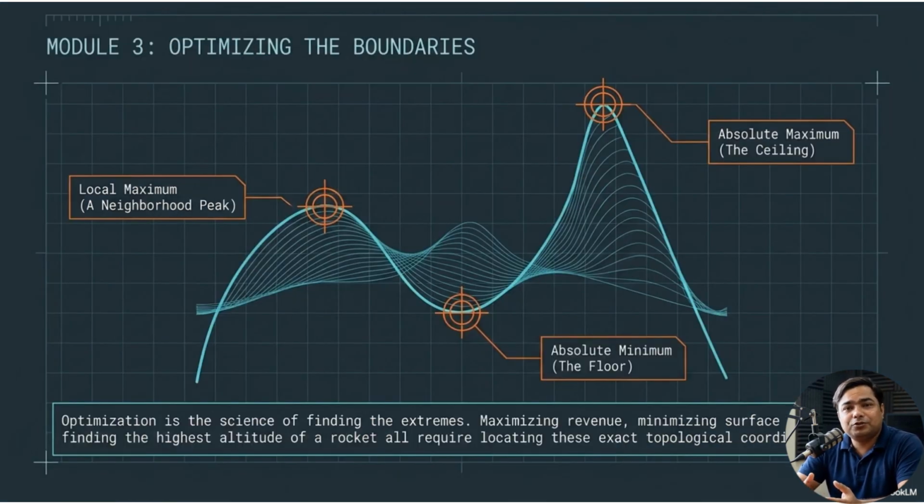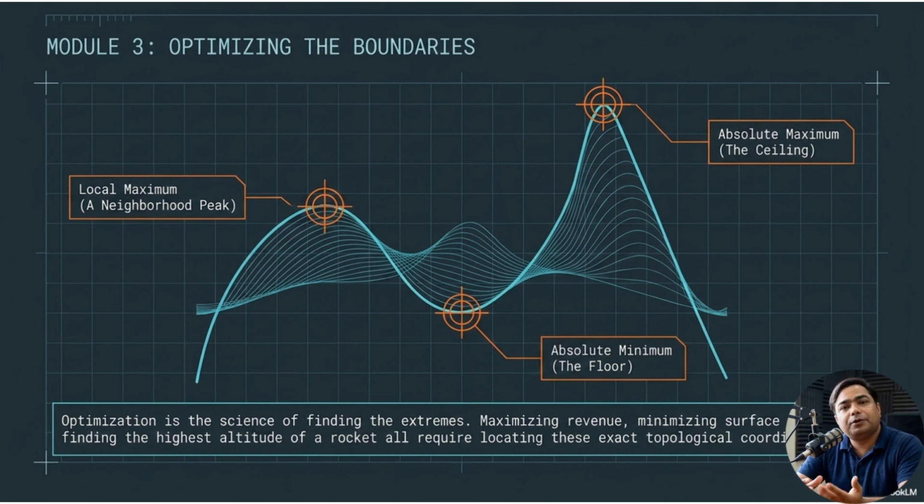Now we move to module 3, optimization. Optimization means finding the best possible value. In calculus, this usually means finding maximum or minimum values. The slide shows a curve with different peaks and valleys. One peak is a local maximum. It is the highest point in its nearby region.